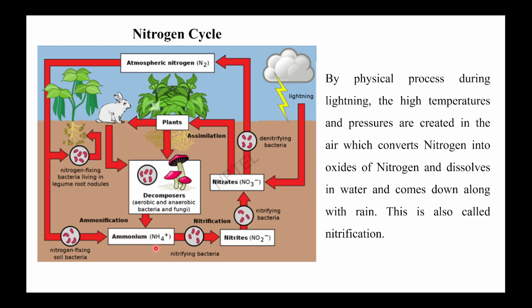Okay, ammonium is then oxidized into nitrite and nitrate by the process of nitrification, and ammonia to nitrite and nitrate is the process of nitrification, and the bacteria that catalyze the reaction are called nitrifying bacteria. These nitrates then, by the process of denitrification, go back to atmospheric nitrogen, and this atmospheric nitrogen again gets converted into ammonia by nitrogen fixation. So this is the whole cycle that goes on.